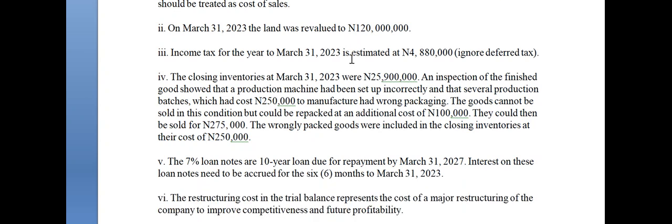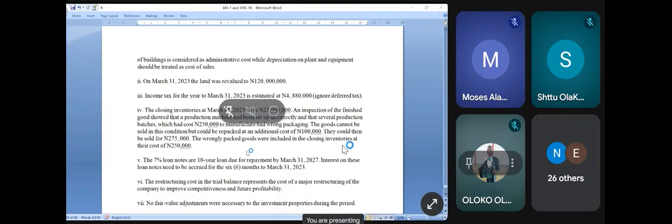The closing inventory as at March 31st was 25.9. An inspection of the finished goods showed that a production machine had been set up incorrectly and that several production batches which had cost 250 to manufacture had wrong packaging. The goods cannot be sold in that condition but could be repacked at an additional cost of 100,000. They could then be sold for 725. The wrongly packed goods were included in the closing inventory at their cost of 250. Please take note of what I've just read.